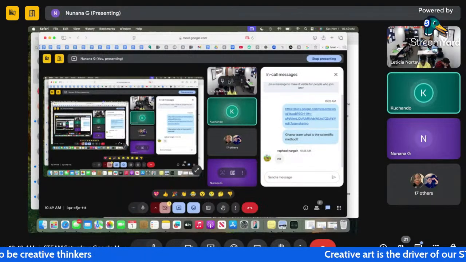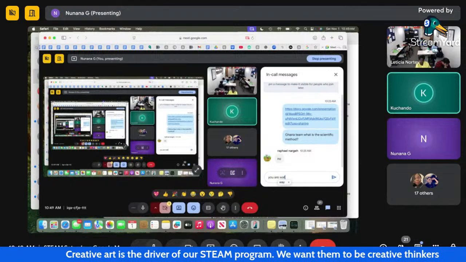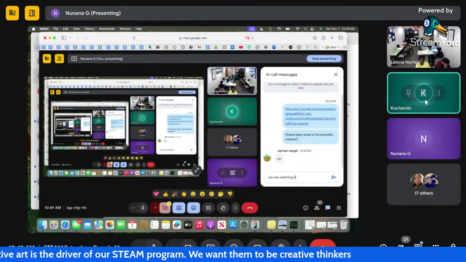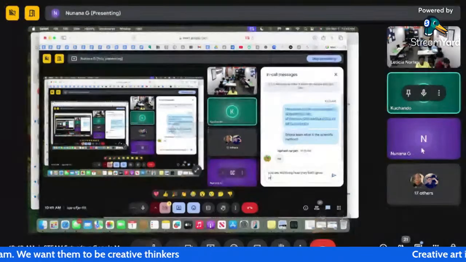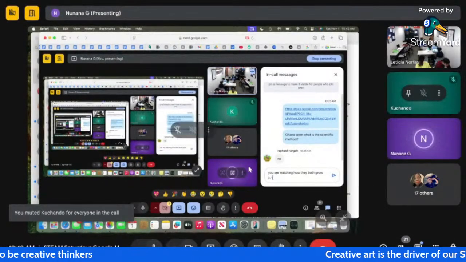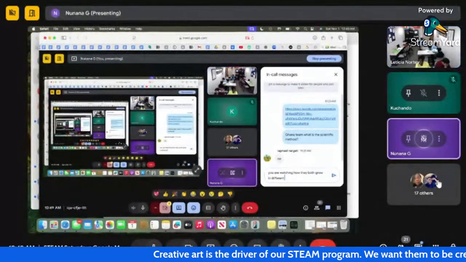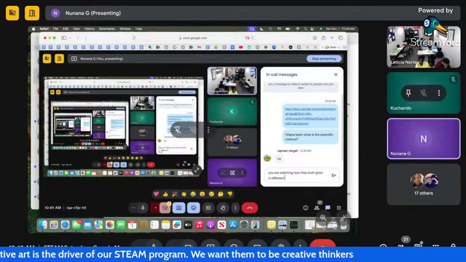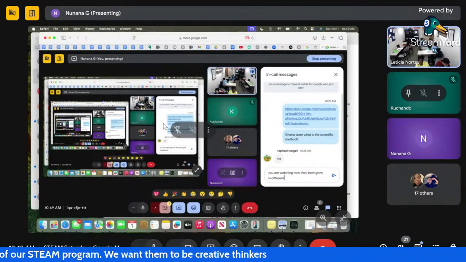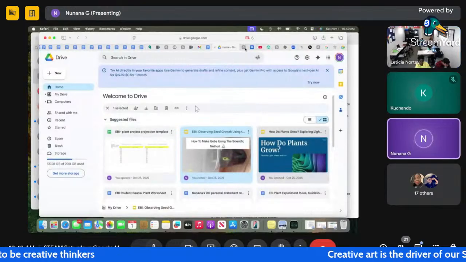But I'm gonna type in the chat. I'm typing in the chat because I can't see both screens at the same time.